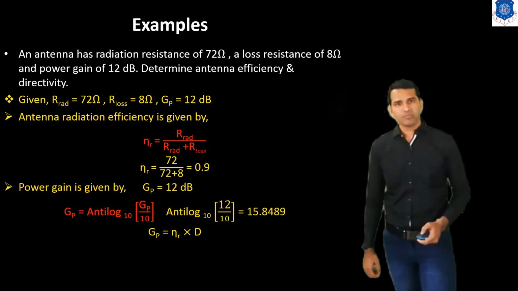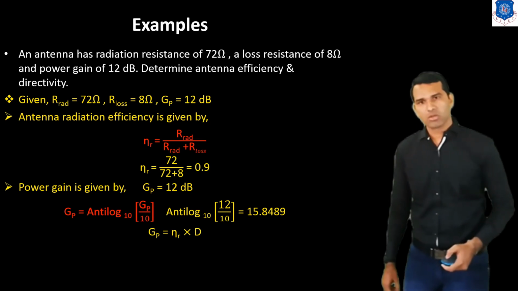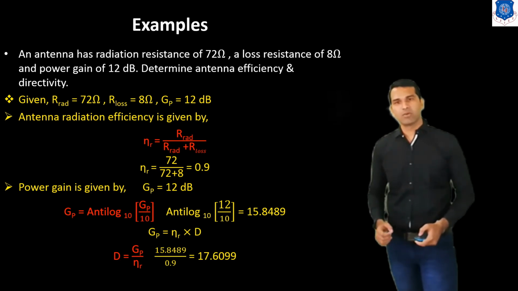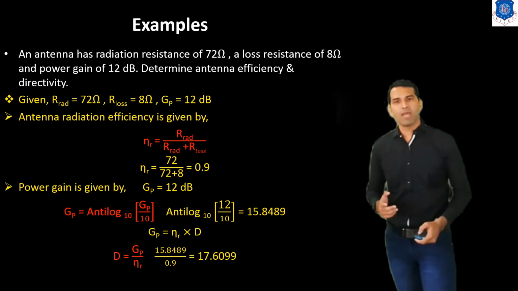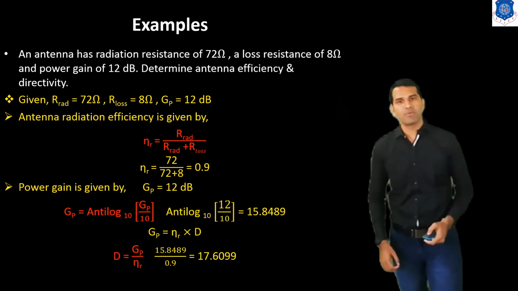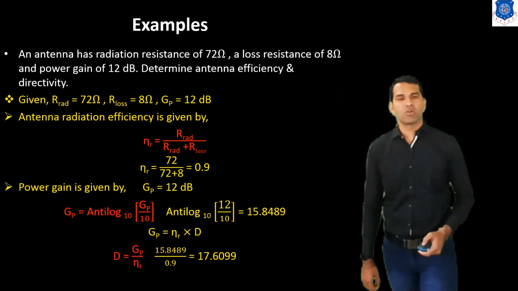And we know that GP is equals to eta R into D. So we can write this equation as D equals GP upon eta R. The GP value is 15.8489 upon the efficiency 0.9. So we get 17.6099.